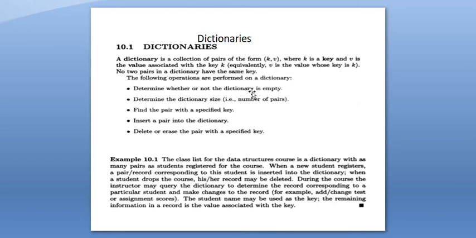So these are some of the operations of interest. Check whether the dictionary is empty; the empty function you can use. Determine the size of the dictionary, that is, how many pairs you have. Then these three functions we will talk about today: how do you program this? What is basically the program to find a pair in the dictionary, and also how do you insert a pair into the dictionary and erase a pair from the dictionary.